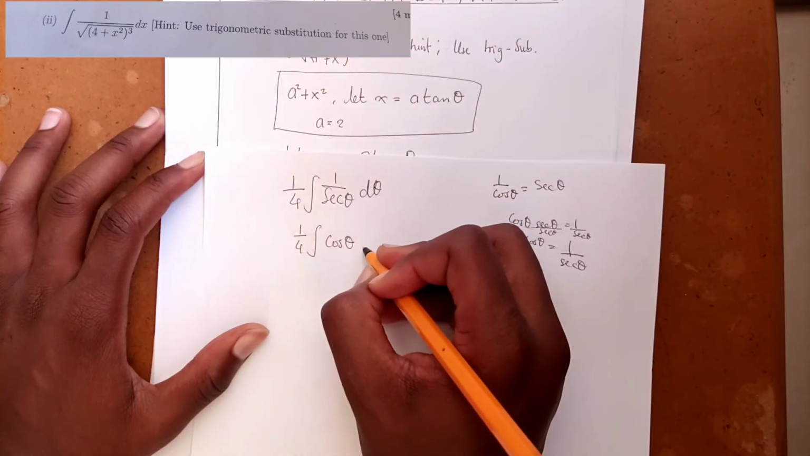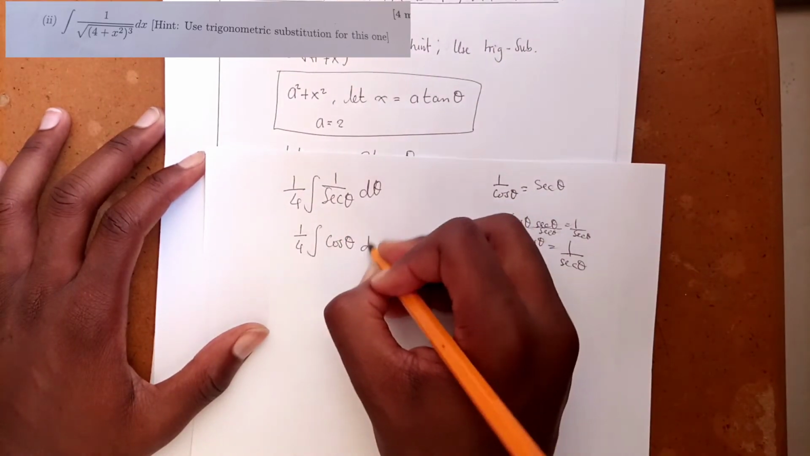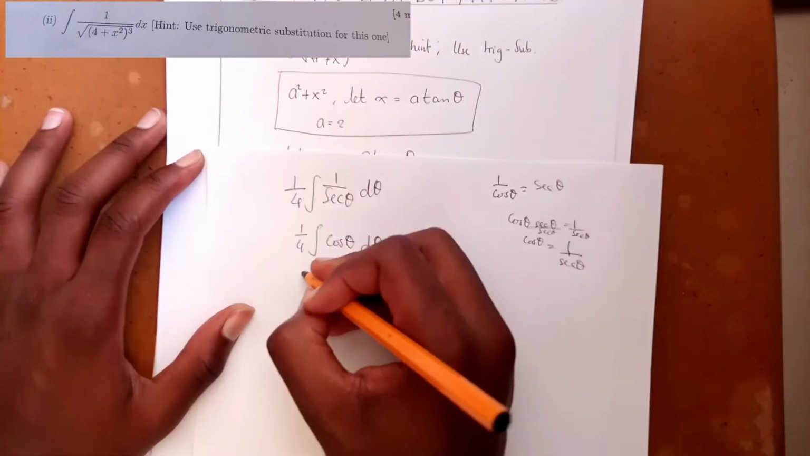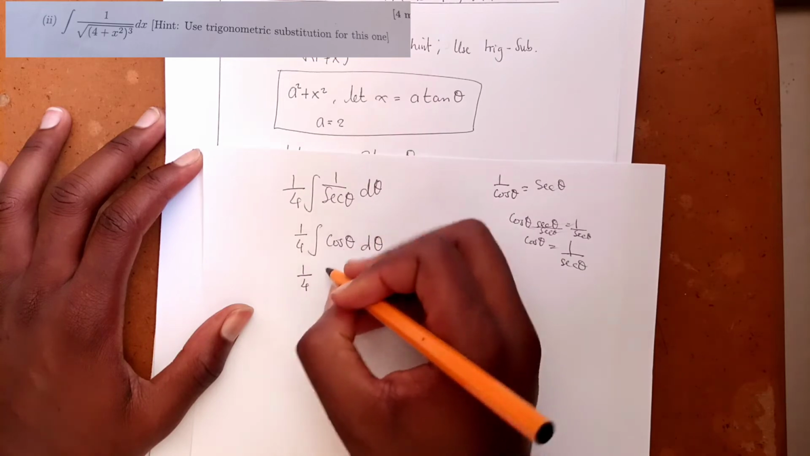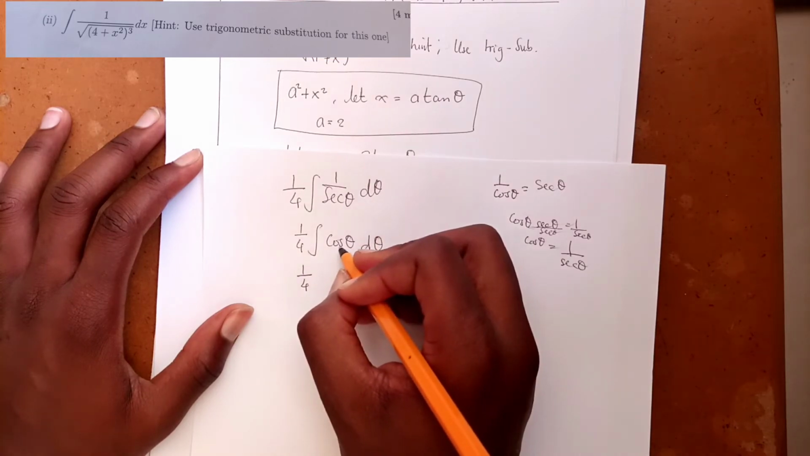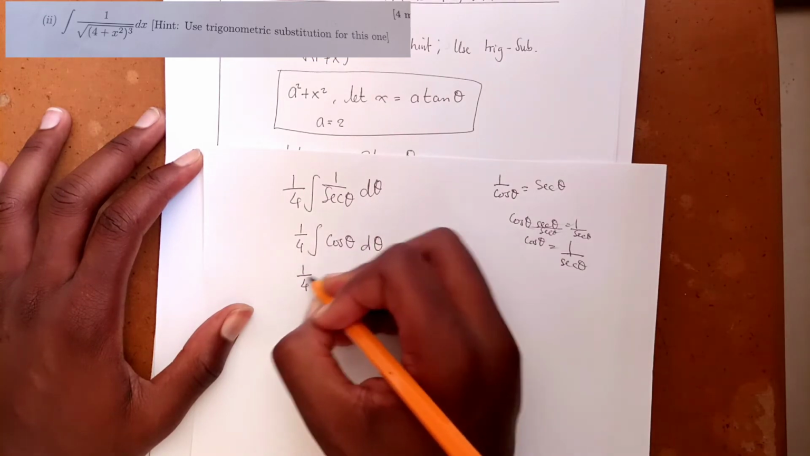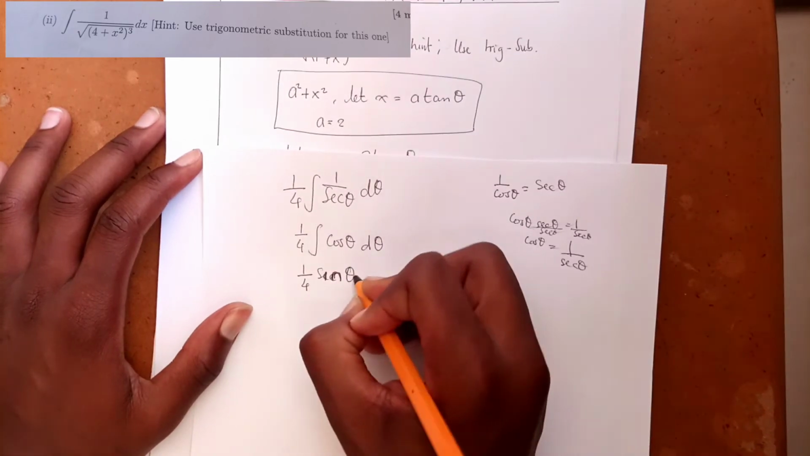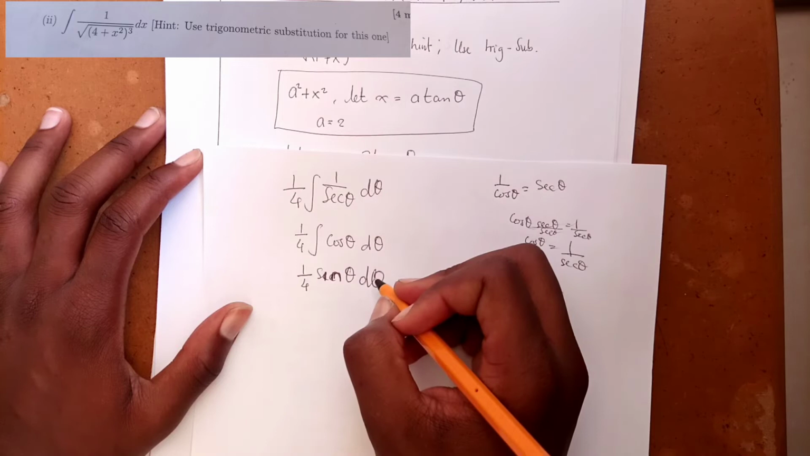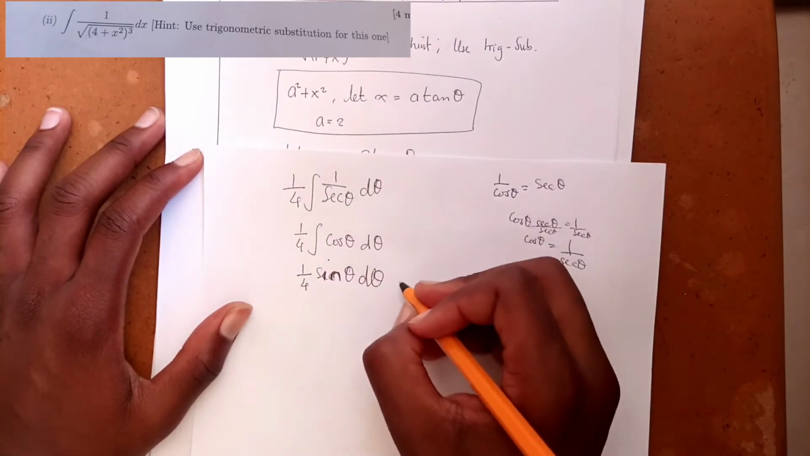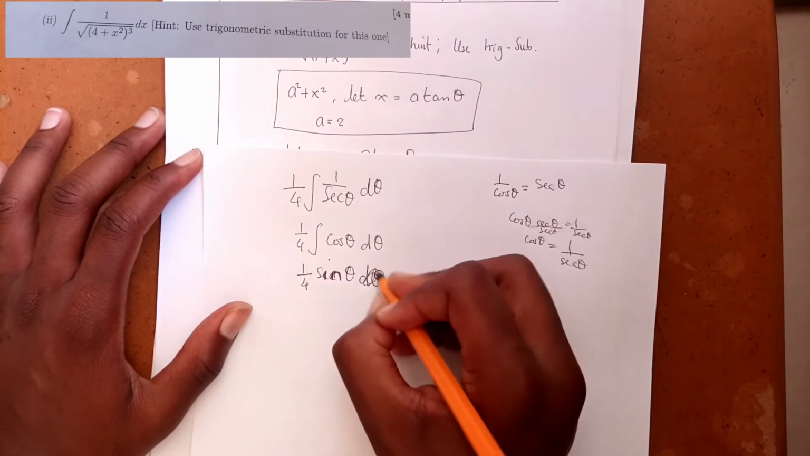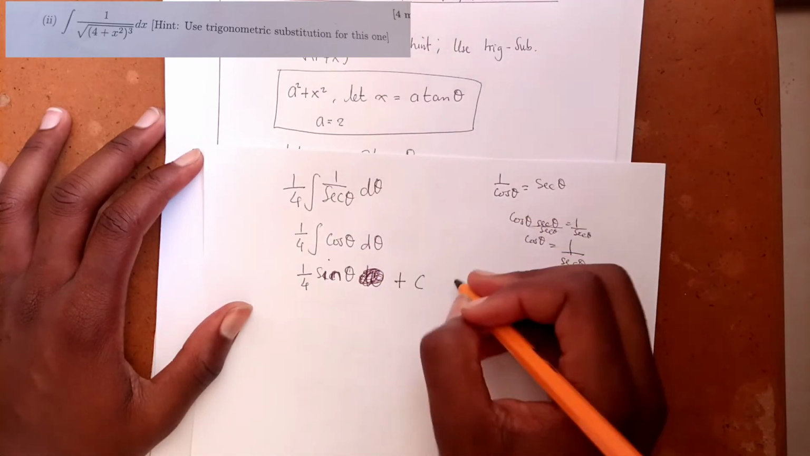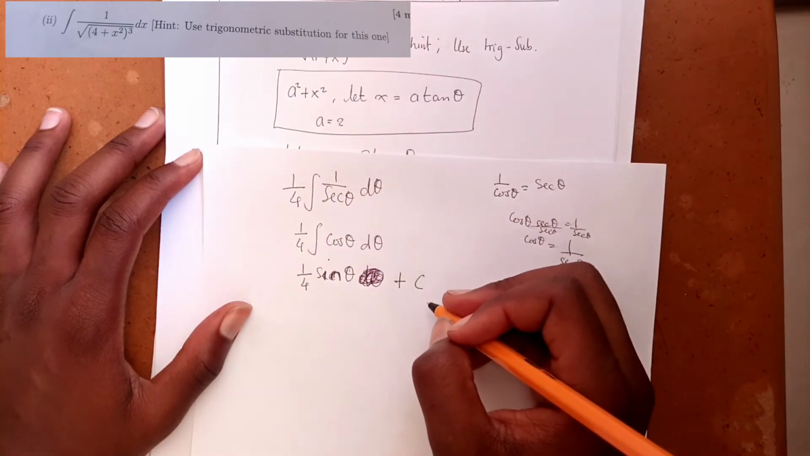So now we are trying to find the integral of cosine theta with respect to theta. So this one will just be 1 over 4 with the integral of cosine, which is just sine theta d theta. Then we'll add sine theta plus c. So we'll add c, the constant of integration.